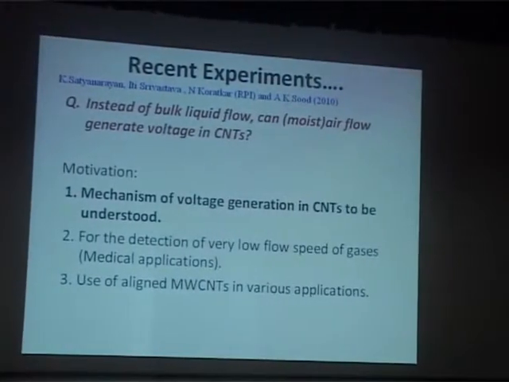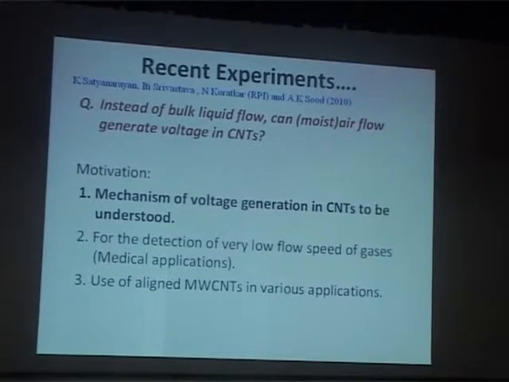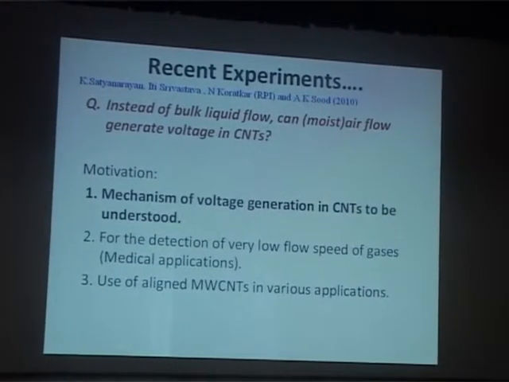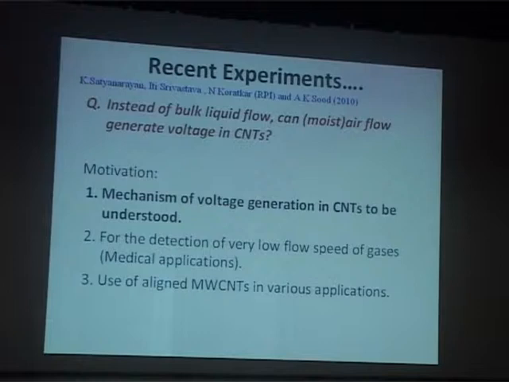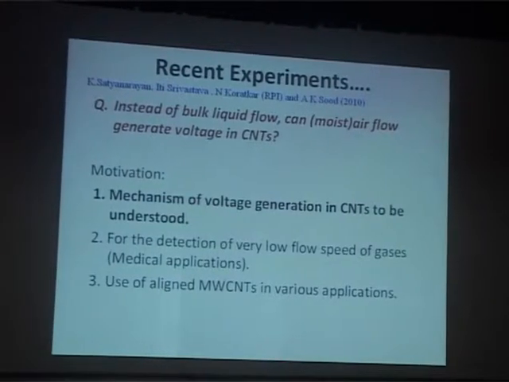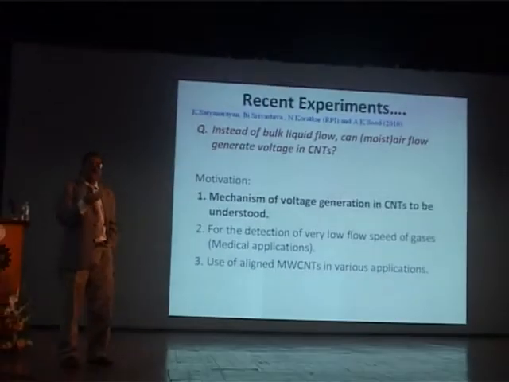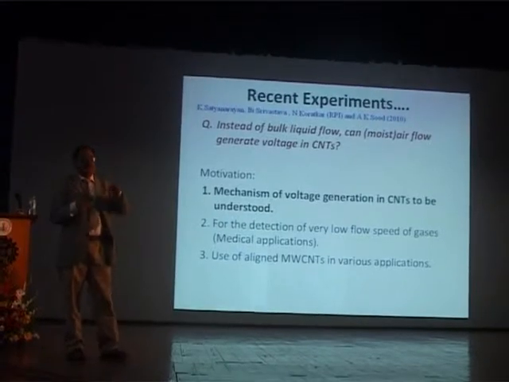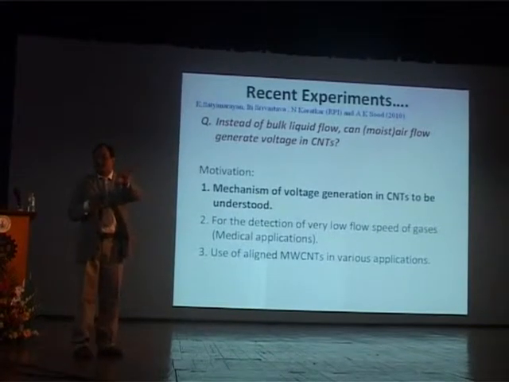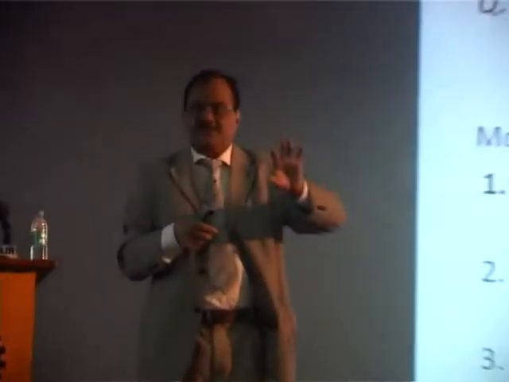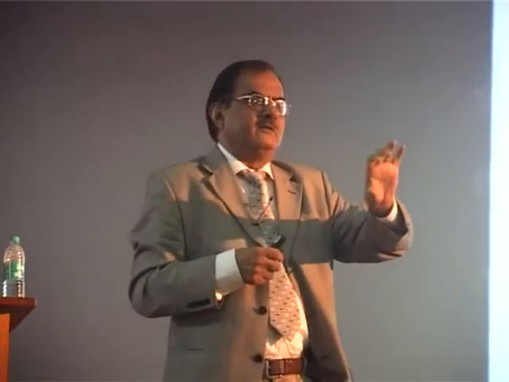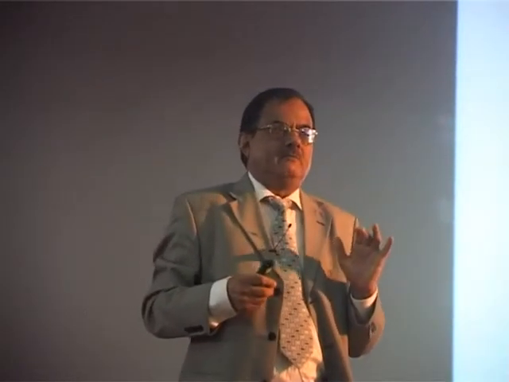Now the recent experiments got motivated, which is what I will discuss in the next few minutes, by what happens with gas flow. I mentioned that. In 2004 we had shown that if you flow gases over carbon nanotubes, you generate voltage, no doubt. But that is a different effect which is not unique to nanotubes, it can occur for a semiconductor. That needs very high velocities, like 5 meters per second and so on.